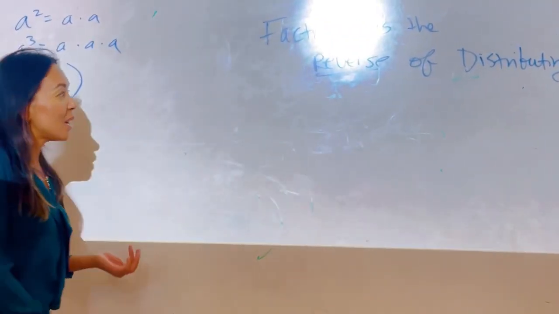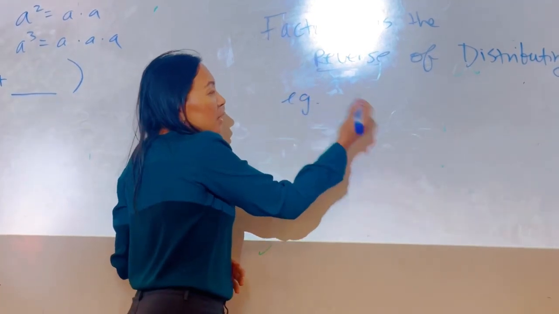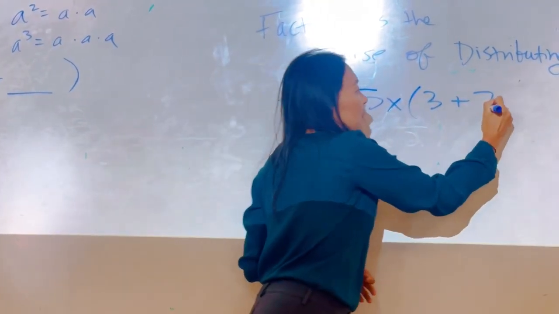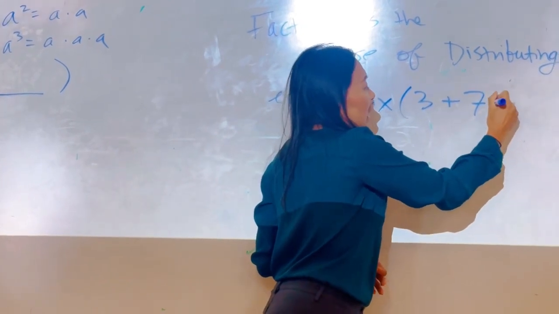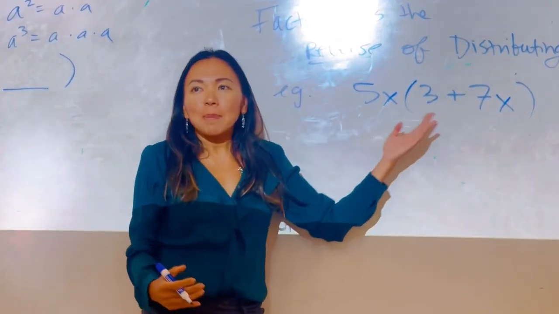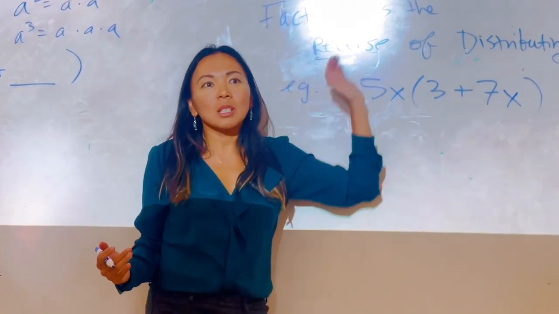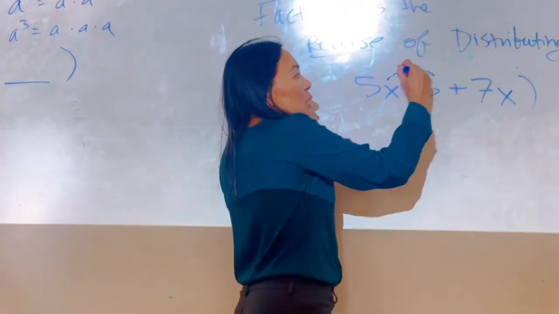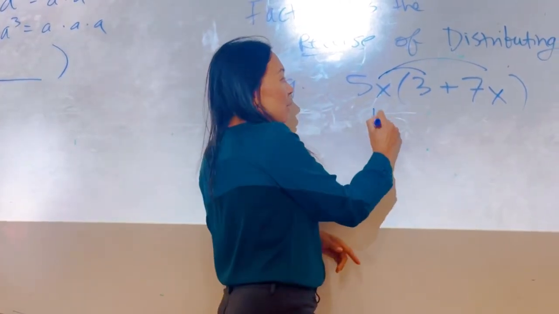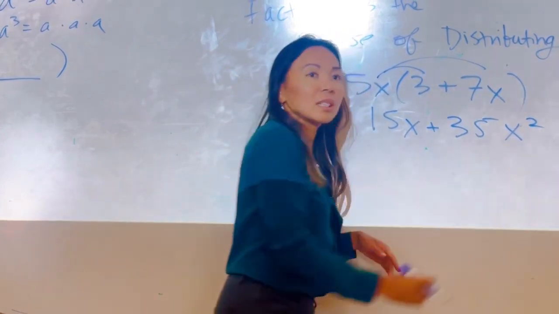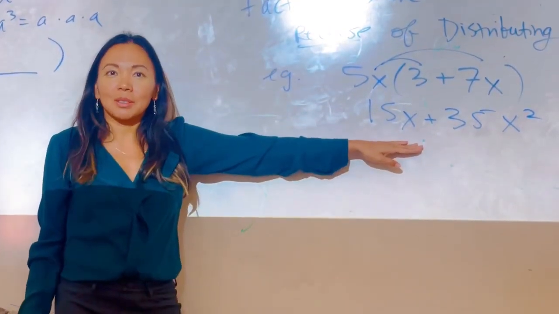So up until now, for example, when I had 5x times 3 plus 7x, right? Up until now, when you see that, what do you normally do? We normally distribute, right? We normally multiply through. So if you multiply through, we get 15x plus 35x squared, right? This is what we normally do.